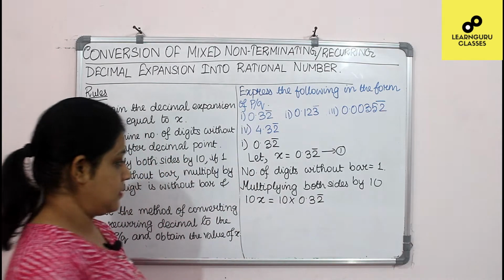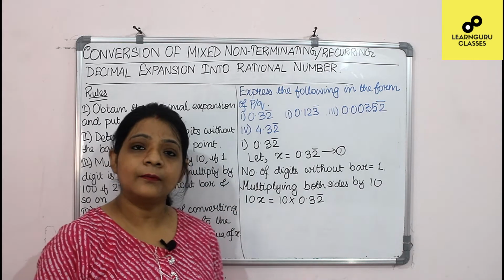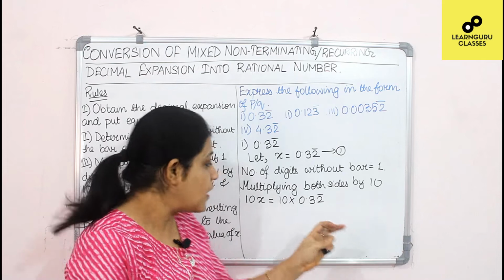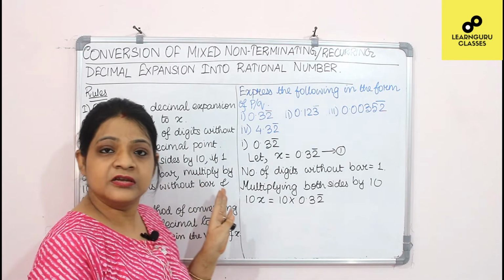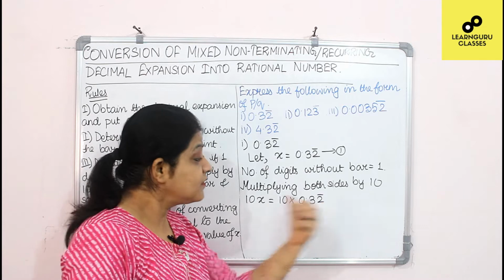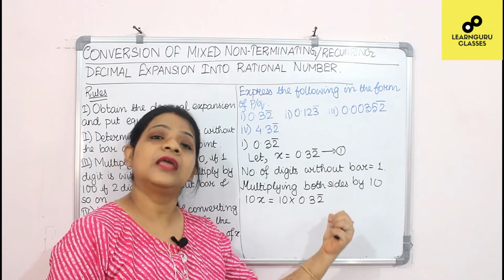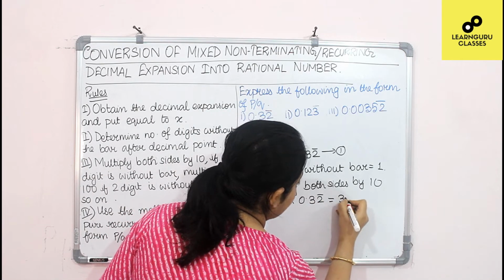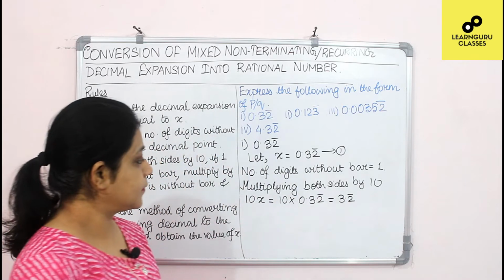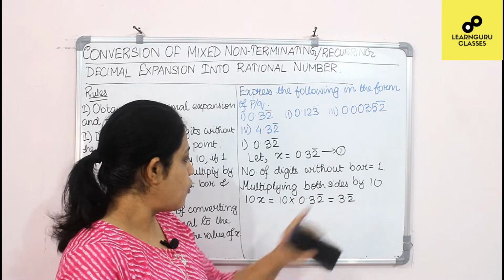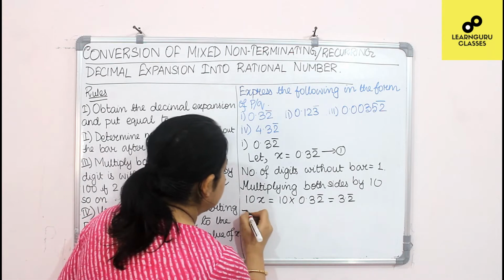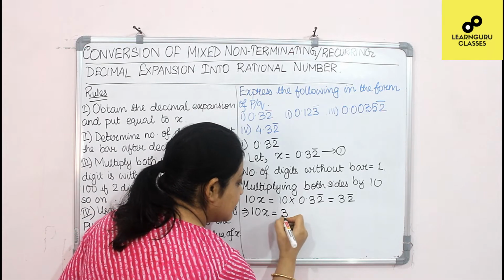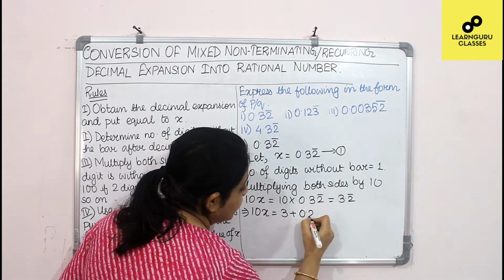0.32 bar. Now what will happen, you tell me? Since you are multiplying this decimal expansion by 10, 1 digit will be shifted before the decimal. Which digit will be shifted before the decimal? 3 will be shifted before the decimal. So you will be left with 3.2 bar. Understood? So 3.2 bar. Now you will write 10x equal to, can I write this as 3 plus 0.2 bar?